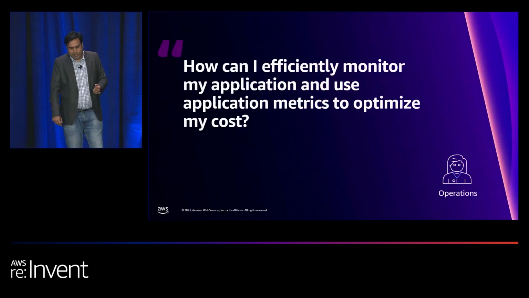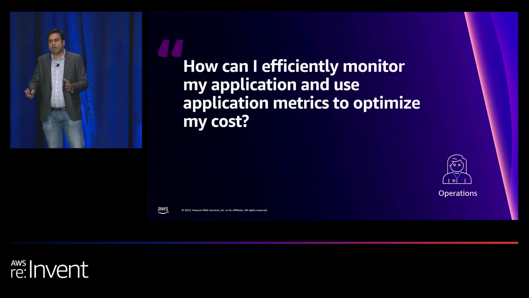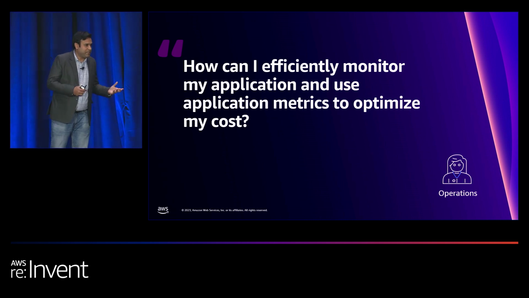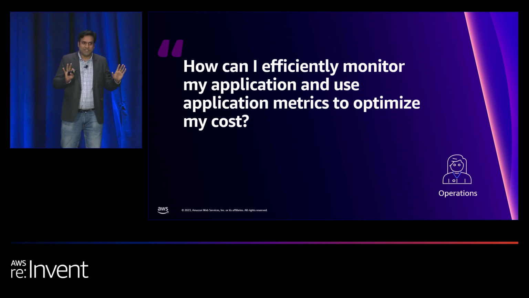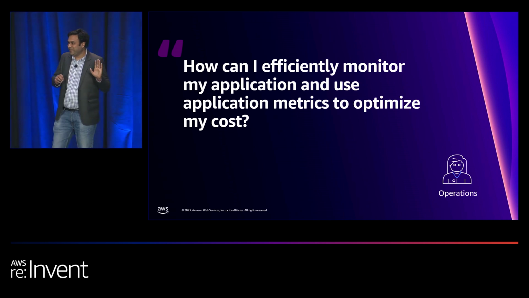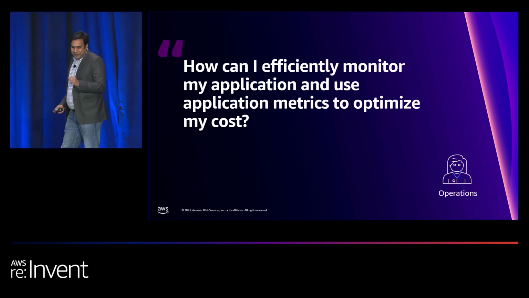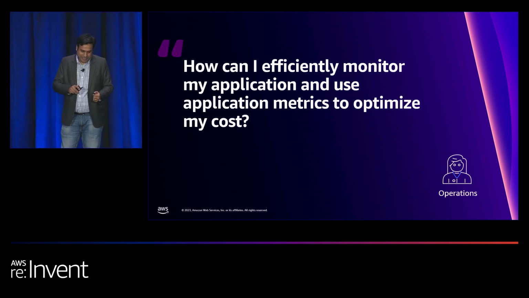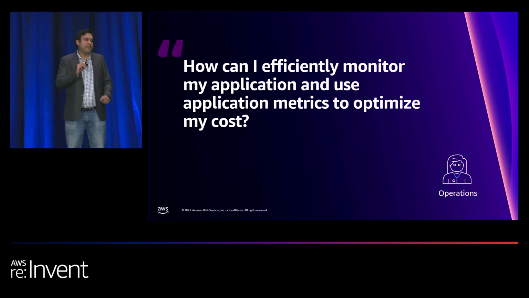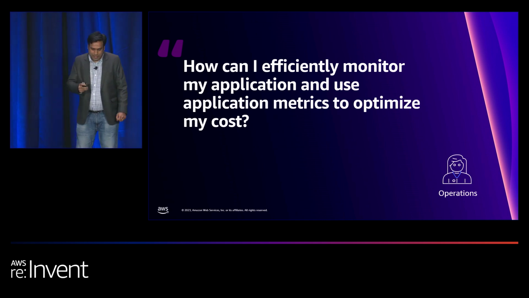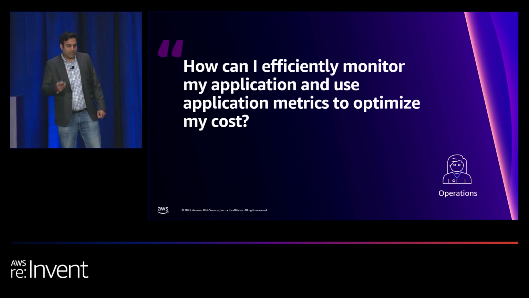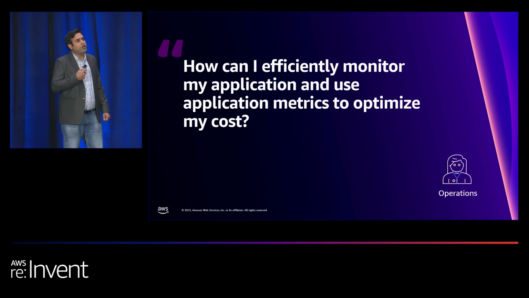So let's look at it from the operations perspective. We talked about developers. We talked about DevSecOps. Let's talk about operations. How many of you are from the operations side of things? Anyone? Just one hand. So as an operations professional, how can I efficiently monitor my application and use application metrics to optimize my cost? As an operations person, you have to think about metrics. Based on those metrics, you have to identify the cost savings and how you can optimize your cost.